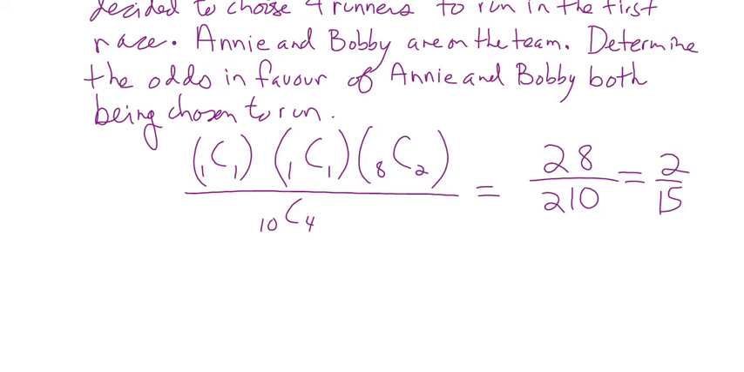Okay, how many favorable outcomes are there for Annie and Bobby? How many unfavorable outcomes are there? 13. Okay, so it's 2 to 13. The odds in favor are 2. Remember, the 15 includes the favorable and the unfavorable, right? And we know there's 2 favorable, so there must be 13 unfavorable. And so the odds are 2 to 13.